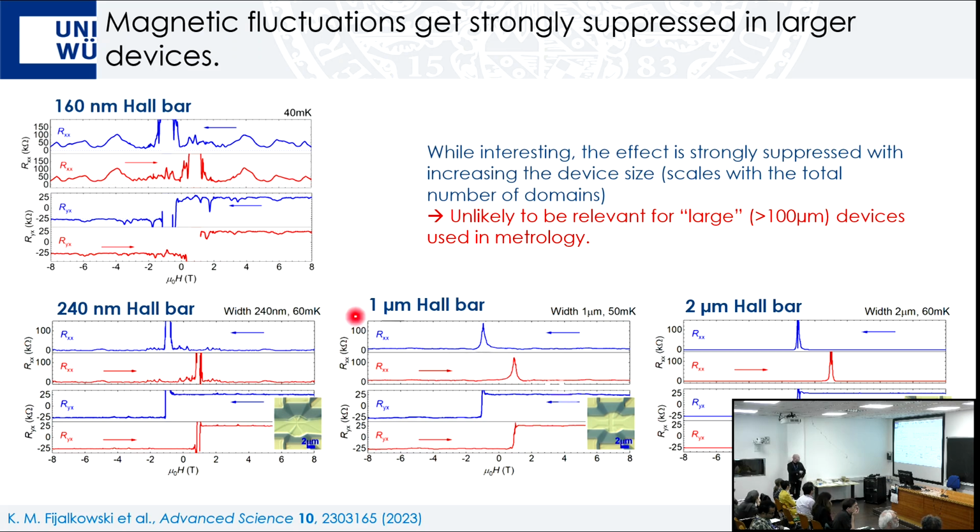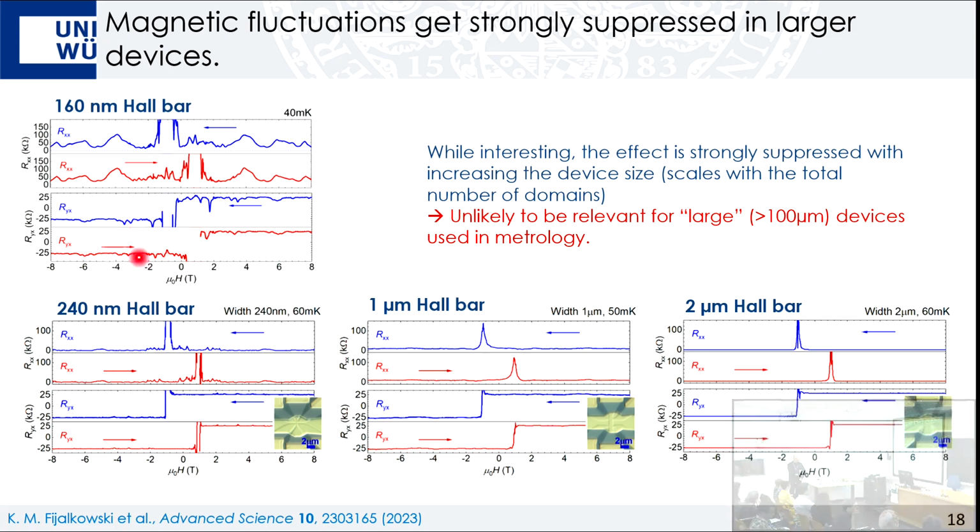So here you can see some perpendicular magnetic field sweeps for the device I showed you. Then we have 200 nanometers, 1 micron, 2 microns. So at 2 microns, we already see behavior which is pretty much the same as for bigger, even macroscopic Hall bars. So the point is that for large metrologically relevant devices, which are even 2 orders of magnitude larger, this is unlikely to be relevant.